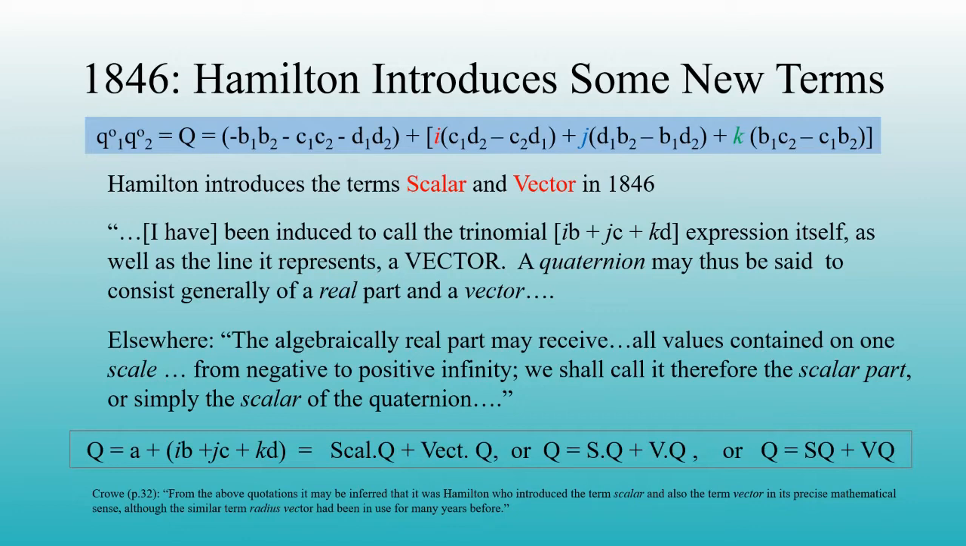Okay, was Hamilton really the first to use these terms? Crow writes, "From the above quotations, it may be inferred that it was Hamilton who introduced the term scalar and also the term vector in its precise mathematical sense, although the similar term radius vector had been in use for many years before."